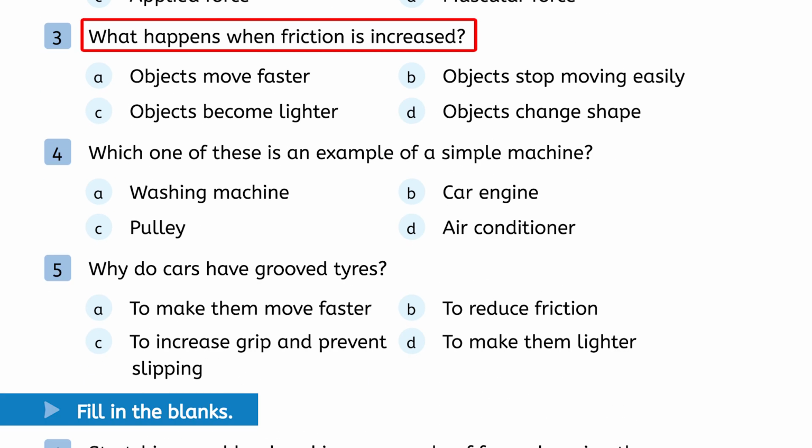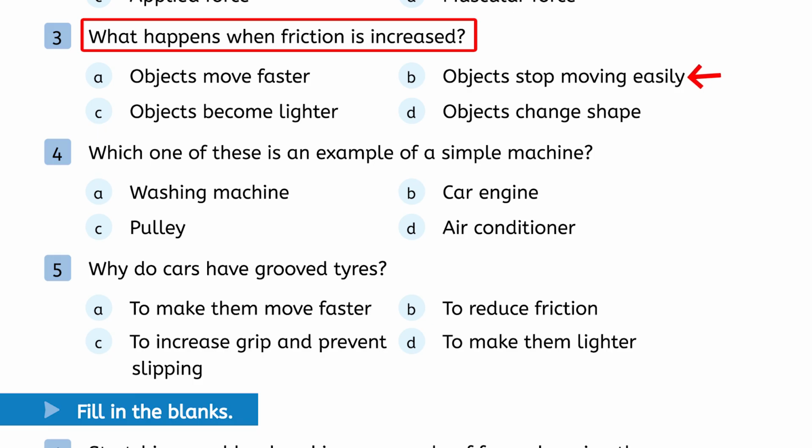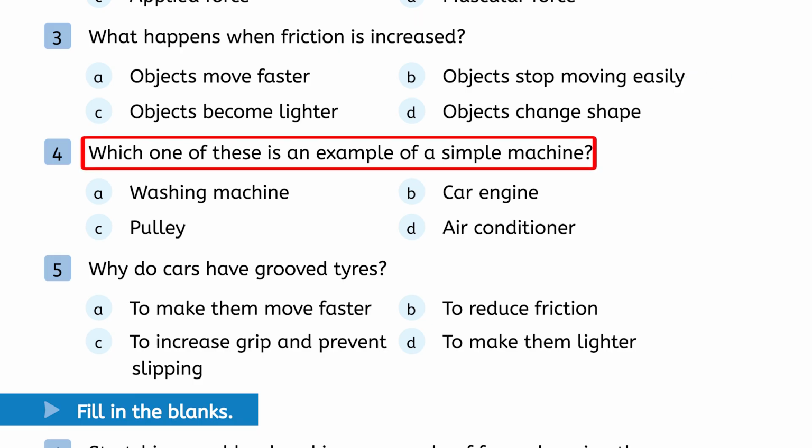Third, what happens when friction is increased? Option A, objects move faster. Option B, objects stop moving easily. Option C, objects become lighter. Option D, objects change shape. And the right option is B, objects stop moving easily.